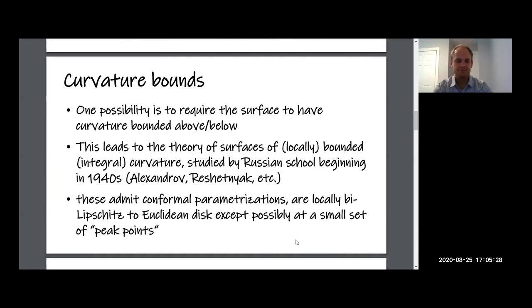Okay, so getting back to the topic of geometric assumptions that you might use to build a theory. One possibility, if we go back a few decades, is to have curvature either bounded above or below. This point of view led to the theory of surfaces of bounded curvature, or more precisely, locally bounded integral curvature. This was a topic of study mainly by Russian mathematicians beginning in the 1940s. So people like Alexander Alexandrov and people around him.